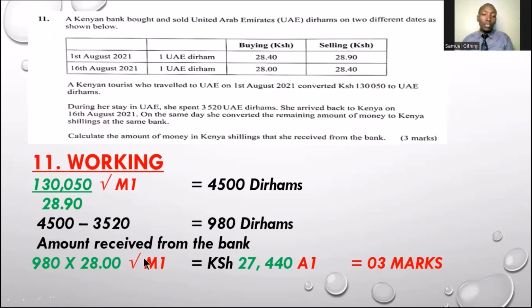The lady went to the same bank and did some conversion. Now she's coming to the bank with the foreign currency. What will the bank do, my student? The bank will be buying. So that's why we use the 28 shillings here. We'll be doing 28 multiplied by that balance. You get the total money received there. My student, that is question number 11.